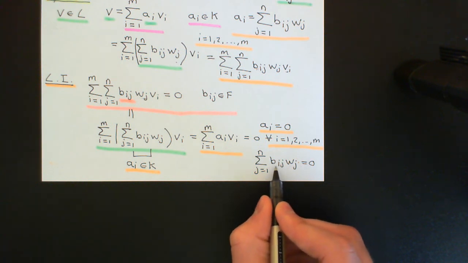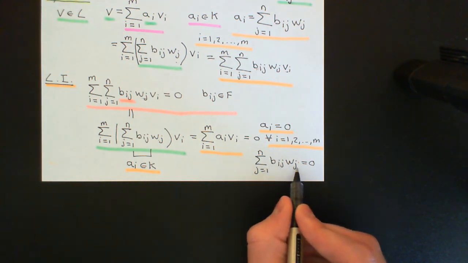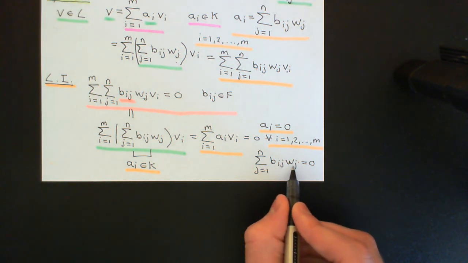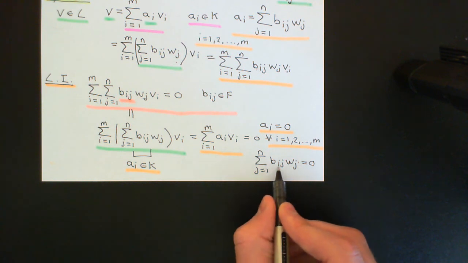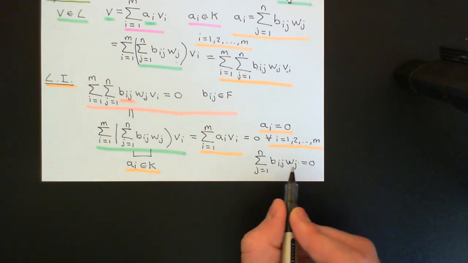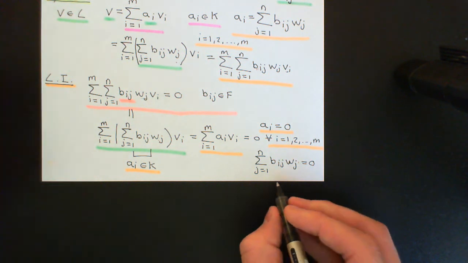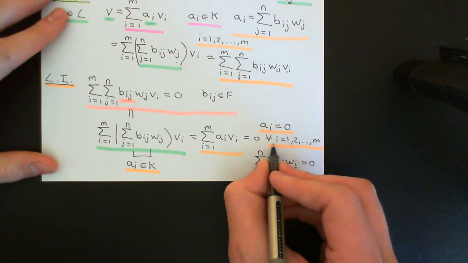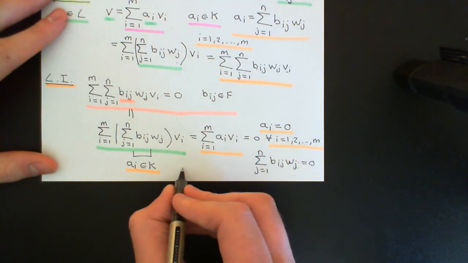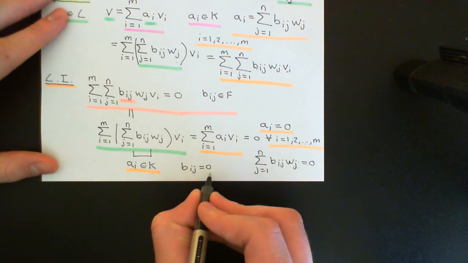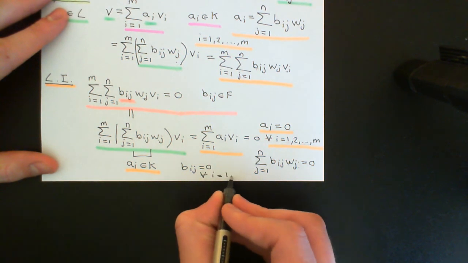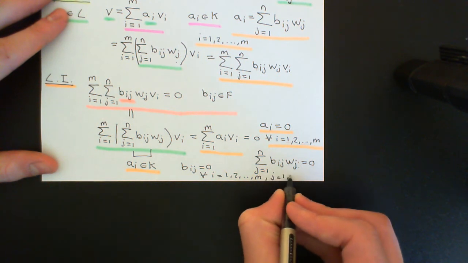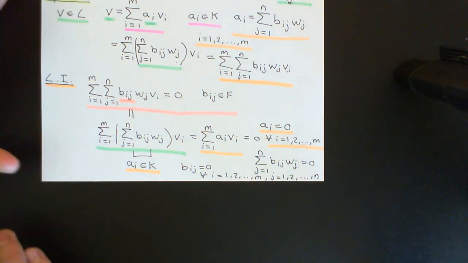The bij's here are in the field F, so this is just a linear combination of those basis vectors in K. Now, because these are supposed to be linearly independent, we know that the only way that we can take a linear combination of these basis vectors and get 0 is if all the coefficients are equal to 0. So that now tells us that the bij's are equal to 0 for all the j's. And since we already know that it's the case for all the i's that they're equal to 0, we now know that bij is equal to 0 for all i from 1 all the way up to m, and for all j from 1 all the way up to n. I'm sorry, that's a little bit cramped down there.